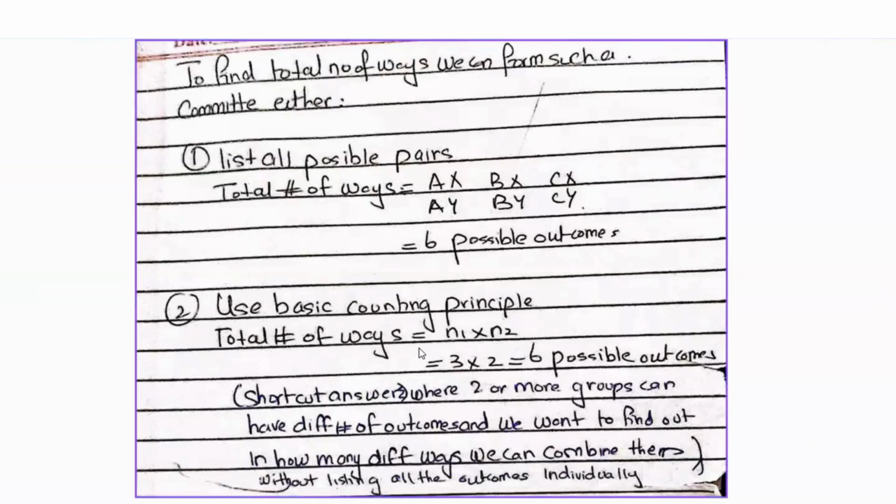So the total number of ways you can form a committee of one sophomore and one freshman is, you multiply the number of ways that you can select one sophomore, which is 3, by the number of ways you can select one freshman, which is your second experiment, and that is 2. Then you get the exact same answer, 6 possible outcomes. So this is a shortcut way where you have two groups that have different numbers of outcomes, and you want to find in how many different ways we can combine them.